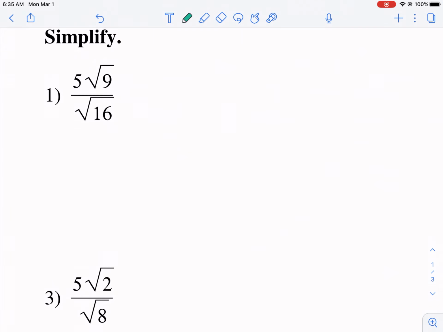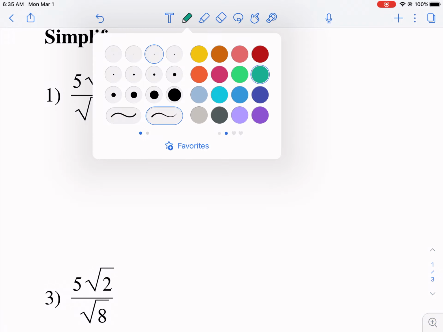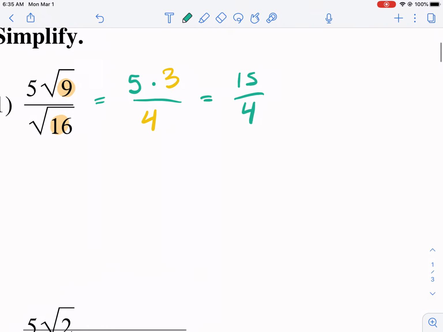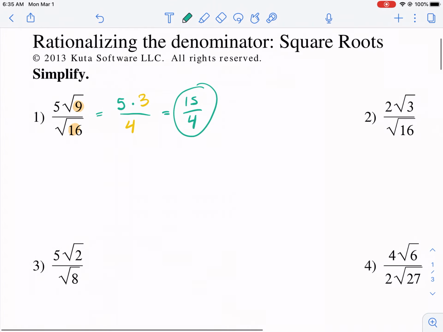Here we have 5 times the square root of 9 over the square root of 16, so that's in the denominator. This one's a little bit more simple, not the typical case, because these two roots can be reduced to an integer. So we would rewrite this as 5 times 3, the square root of 9 is 3, and then the square root of 16 is 4. Actually, I want to rewrite that like this to show you that those are the numbers. Okay, so then we simplify this and we get 15 over 4. They don't have any common factors, nothing to reduce it by, so we're going to circle that as our answer.